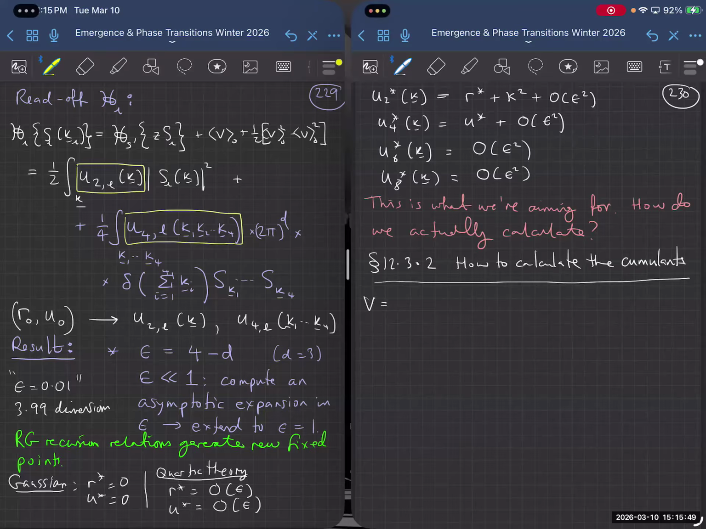So here's the thing we're trying to calculate. Here is V, it's 1/4 U naught, the integral K1 up to K4, momentum conserving delta function, and then S K1 to S K4. So that's the thing I want.